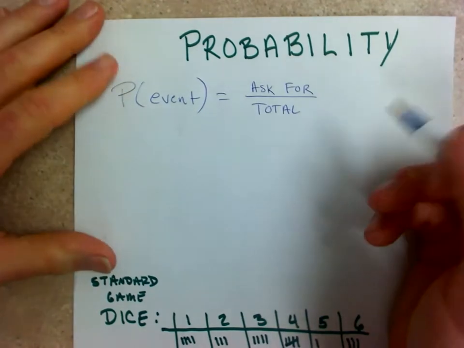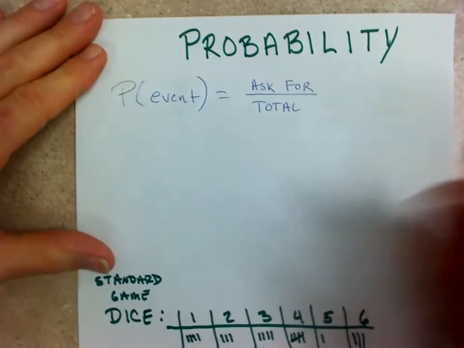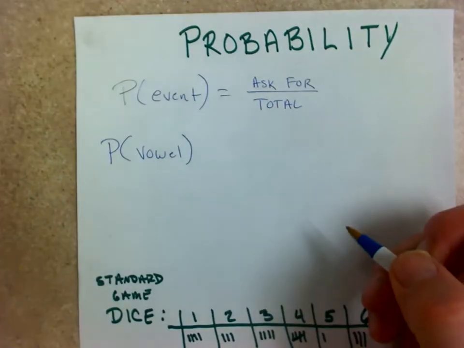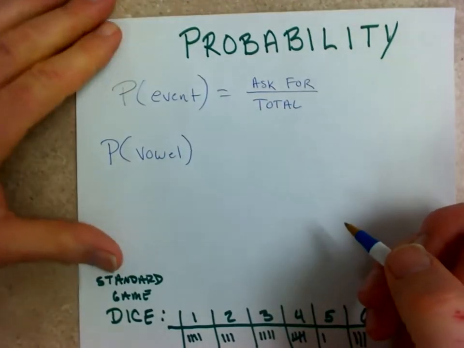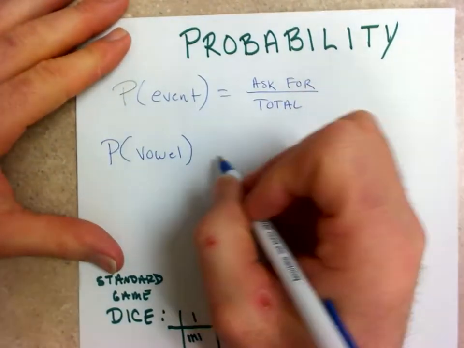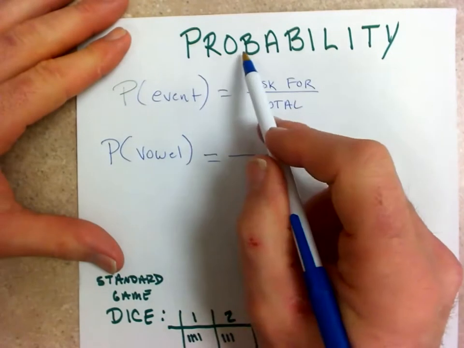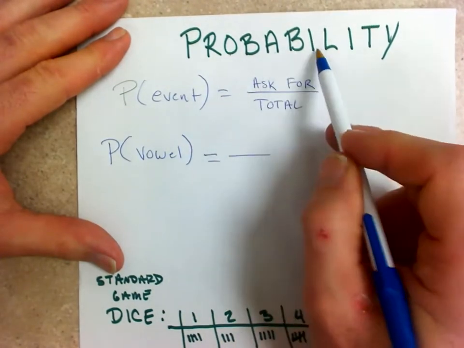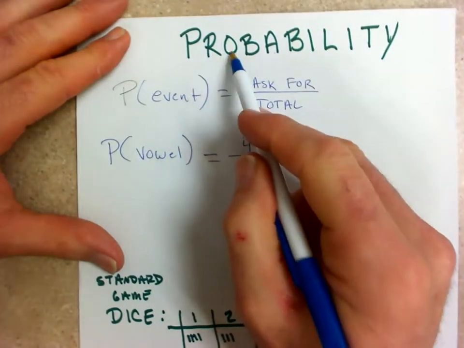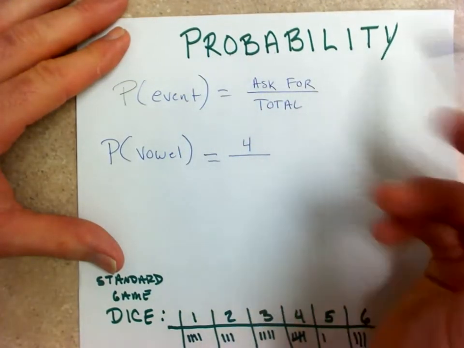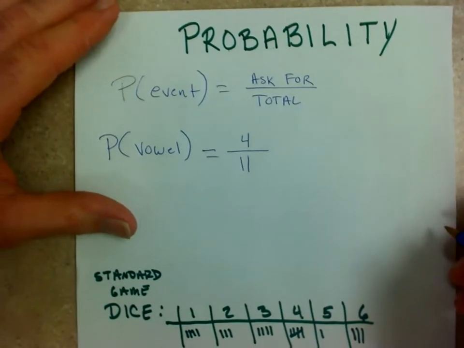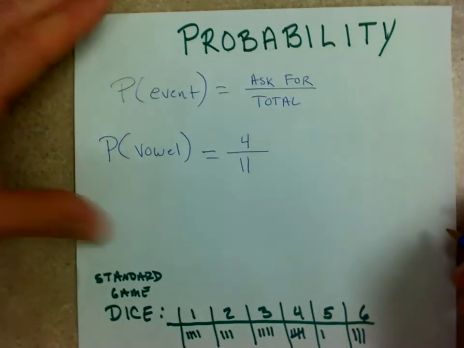So for example, if we just look at our word probability, what's the chances that we pick a vowel out of the letters in the word probability? It's asking for vowels, so we've got to count up our vowels: 1, 2, 3, 4 over the total: 1, 2, 3, 4, 5, 6, 7, 8, 9, 10, 11 letters. So the probability we get a vowel would be 4 out of 11.